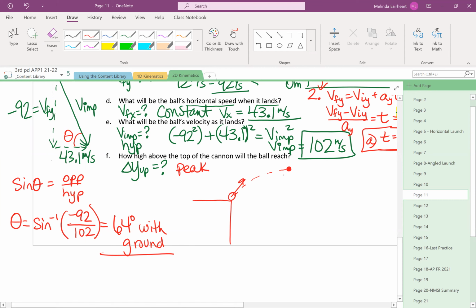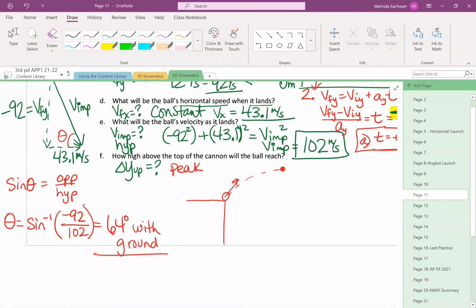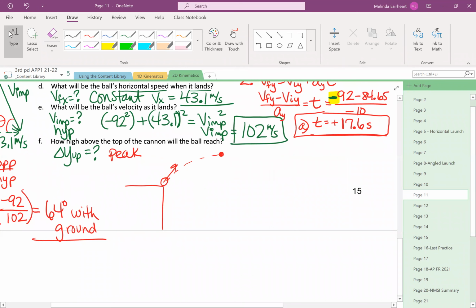And so from initial launch to the peak, what do we know? Well, acceleration is still -10, right? Ball's moving up. Gravity always pulls down. What else do we know? Vertically, right?